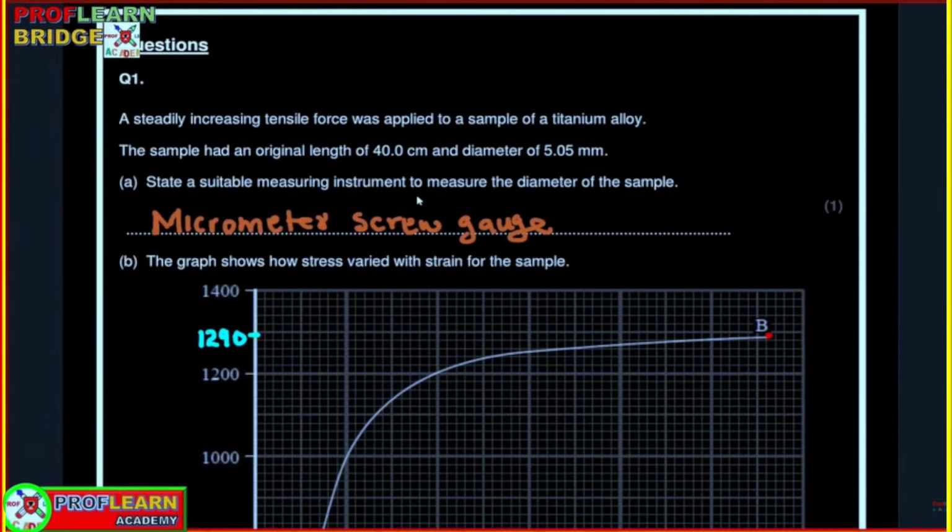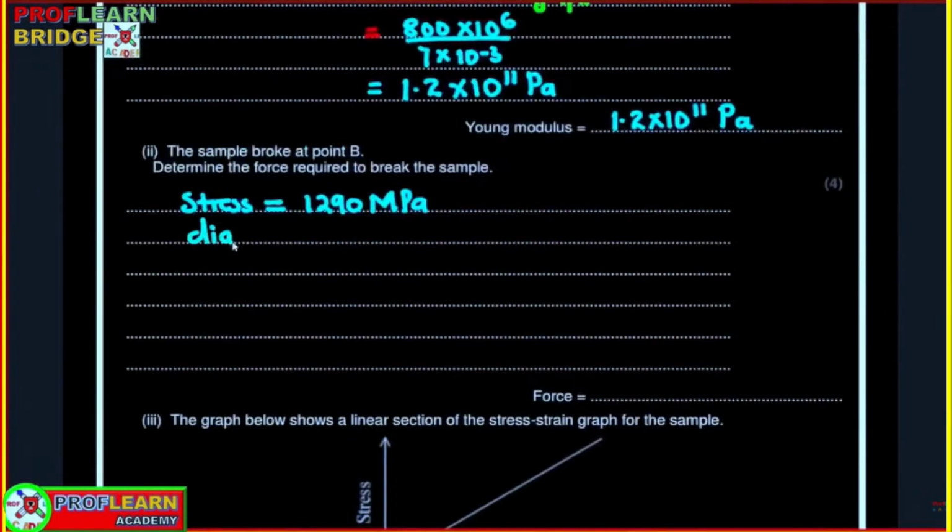Now this diameter that we have, which is 5.05 millimeters, can be converted to meters, and then it's going to enable us to work out the area, which is the cross-section area, because when you are working out pressure, you need to know what the cross-section area is. So we're going to use 5.05 millimeters. We work out the cross-section area.